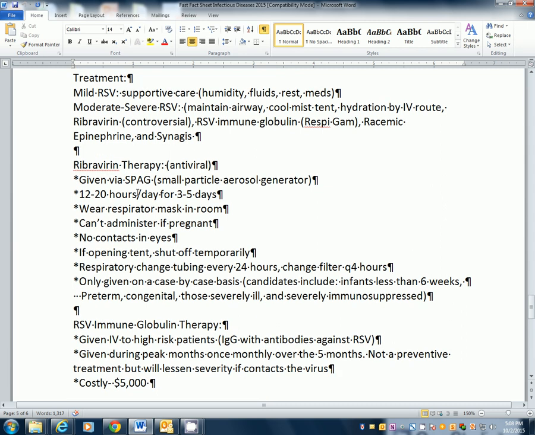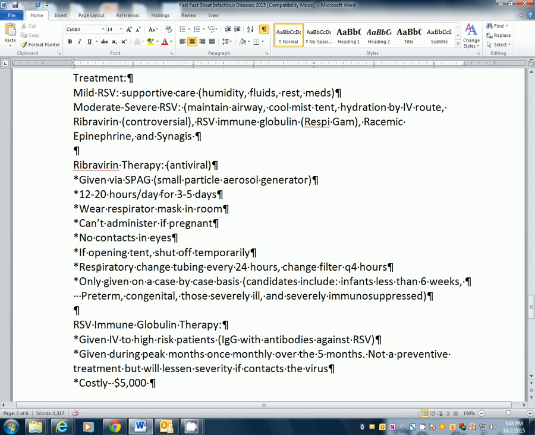All right, ribavirin therapy, it's an antiviral. This is given by what we call a SPAG, which is a small particle aerosol generator. It is given 12 to 20 hours a day for 3 to 5 days, so a long period of time over about 5 days. You do have to wear a respirator mask when you're in the room, and you can't administer it if you're pregnant or have contacts, because if you have contacts, it will crystallize.